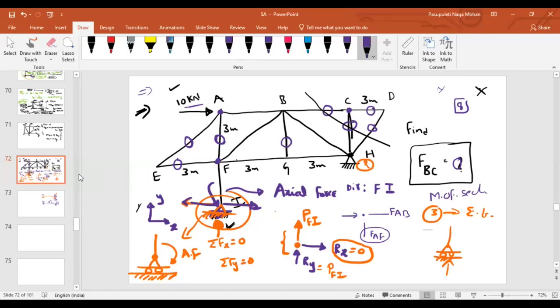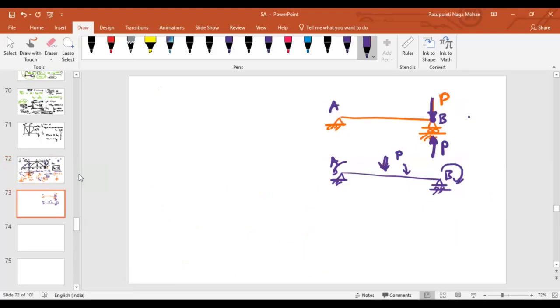Clear? Sir, can you go to the next slide, sir? Yeah. In this slide, then reaction at A will be 0, but the horizontal reaction will be present at A, right, sir? Here, as of now, I'm doing. Hello, sir. Sir, sir. Am I audible? Yes, sir. Now it is audible, sir.